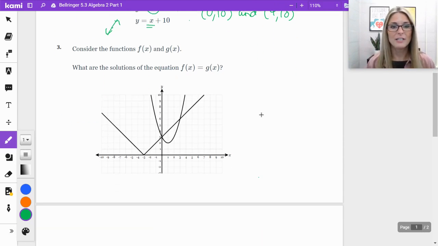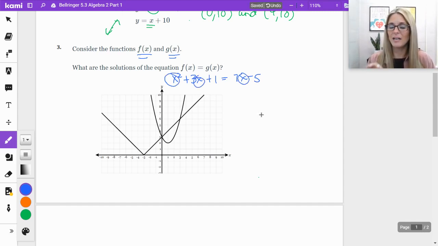Number 3, consider the function f of x and g of x. What are the solutions to f of x equals g of x? If I set those two functions equal to each other, I would have some kind of equation. I'm just making something up. x squared plus 3x plus 1 equals 7x minus 5. No y's. Instead, I have x's. So I only care about where these two functions are equal. I made those up. I have no idea what our actual functions look like. So let me erase that so nobody gets confused.